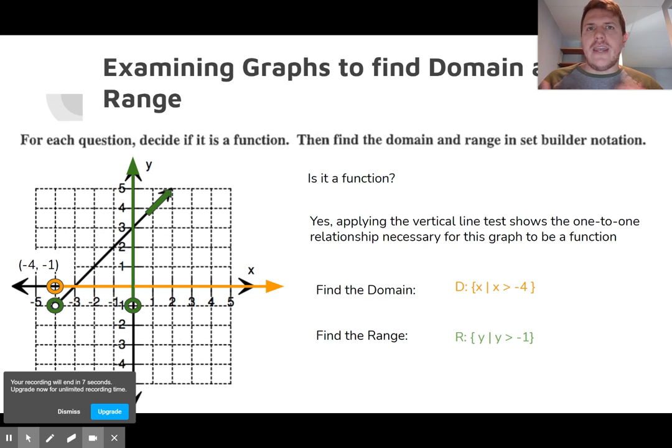Once again, these are simple examples for domain and range. The next video will be on more complicated examples.